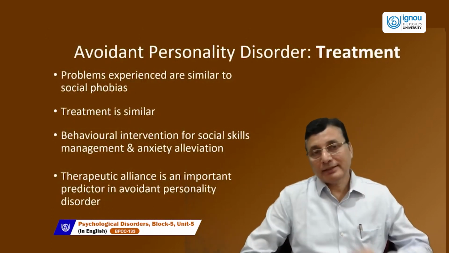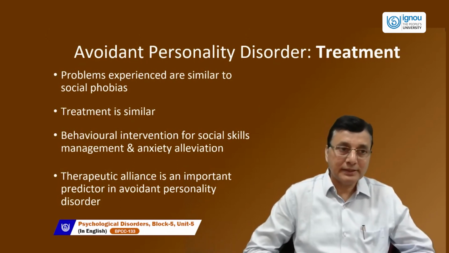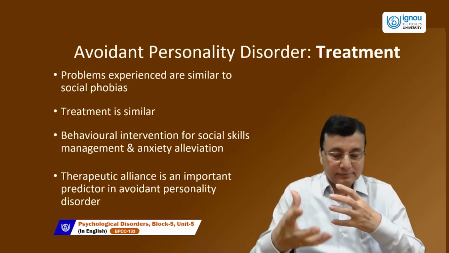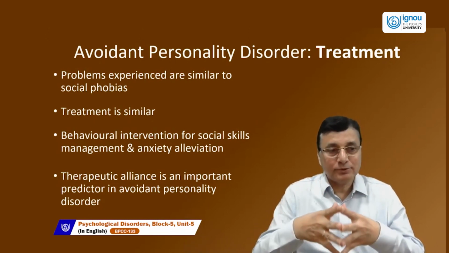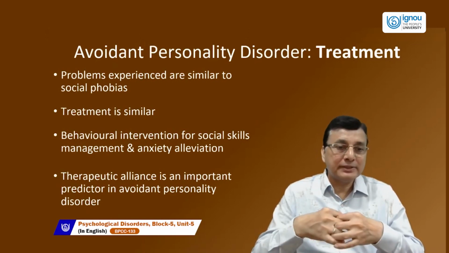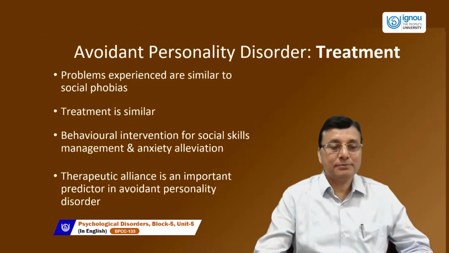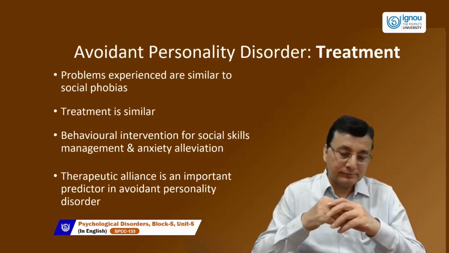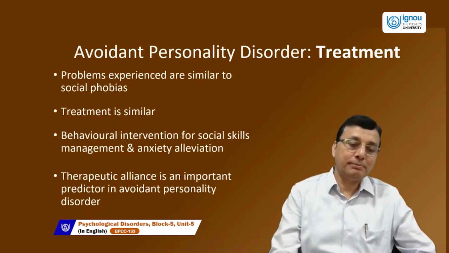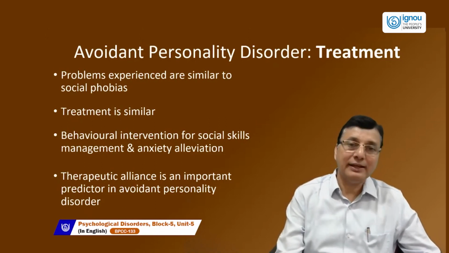So, what are the treatments? Problems experienced are similar to social phobia. Treatment is also similar to social phobia. You have to teach them behavioral skills: behavioral intervention for social skills, assertiveness, and anxiety alleviation. Therapeutic alliance is an important predictor in avoidant personality disorder, because when discussing with the therapist the patient may also feel anxious, and so the patient may avoid. So it is the therapist's job to maintain the alliance.